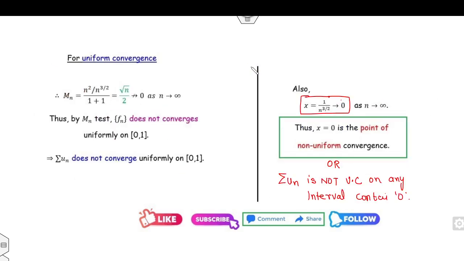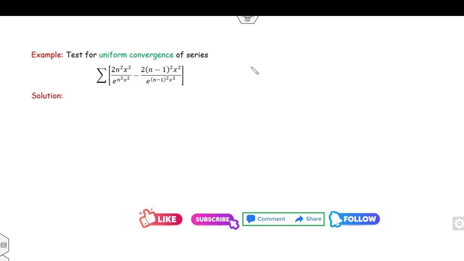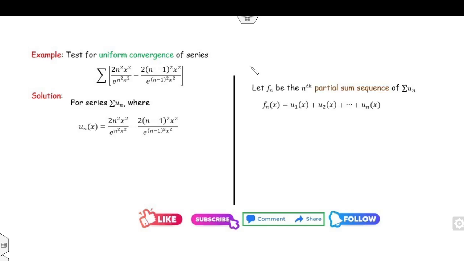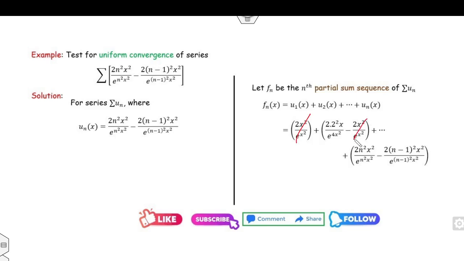Okay, look at one more example. Test the uniform convergence. Again, my series is un. It is already in partial fractions. I can substitute the values of u1, u2. It cancels out, and the only expression left behind is this. What is the domain of this case? The domain is my real line R.